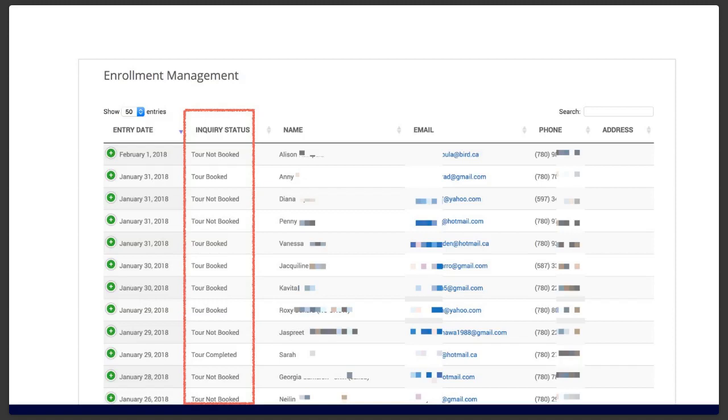You went into the system and booked a tour for them. So this would update to tour booked. And let's say they come in for the tour and you want them, but you have to put them on the waiting list. You could just click this and turn it into the waiting list. It's one click to switch it from tour booked to waiting list.